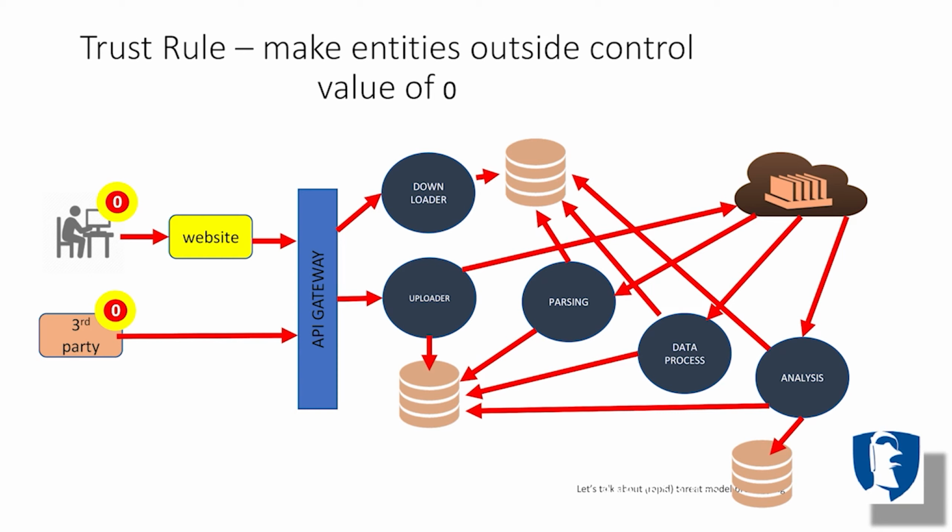Point number 1. Anything that's outside of this particular system will be defined as 0. So your person over there and your third party over there are going to be 0. They're going to be outside of the system.